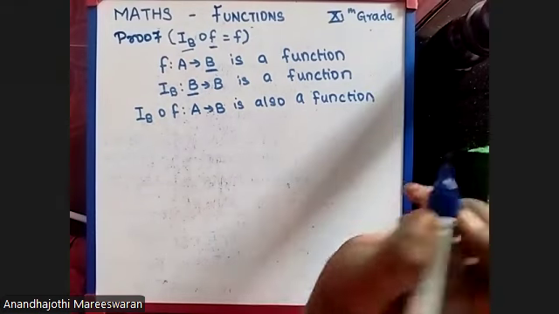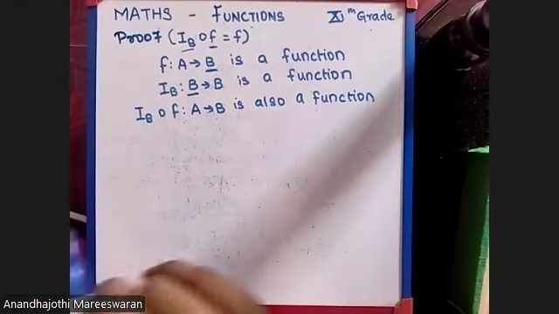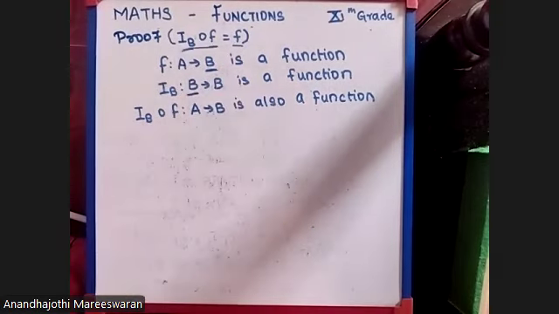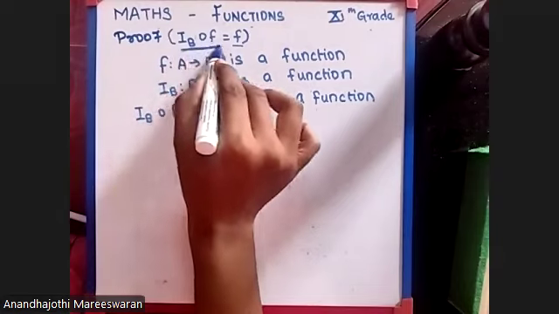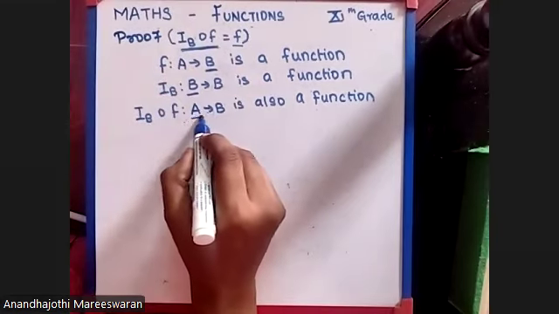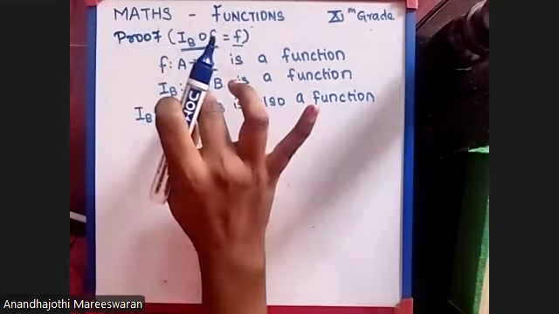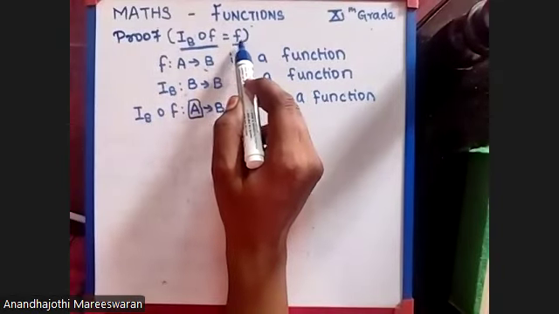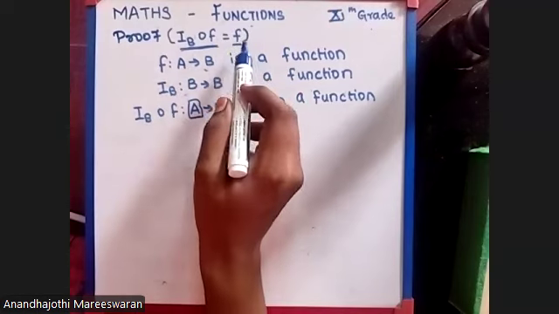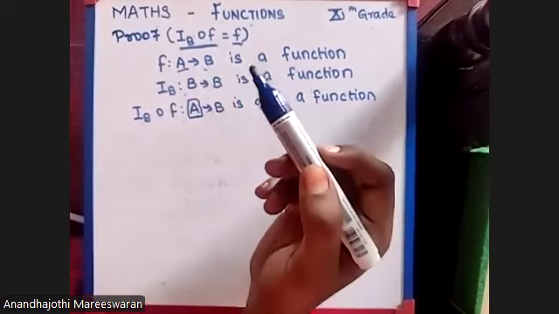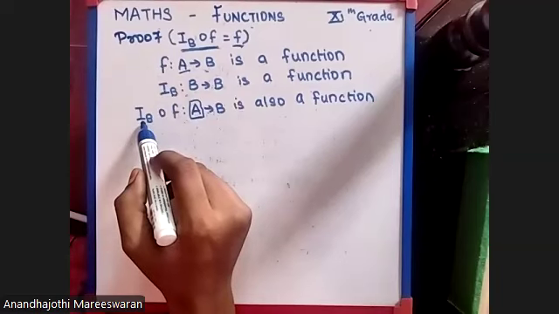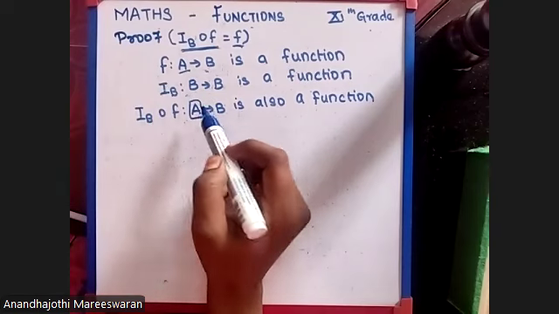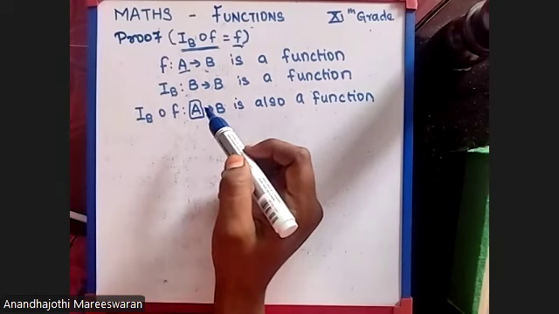Fine. So now shall we compare the domains of both these functions? If you consider the entire thing, the domain will be A. If we take the right hand side, here is a function f alone. What is its domain? A. So the domain of I_B circle f and the domain of f are both A. So both domains are the same.